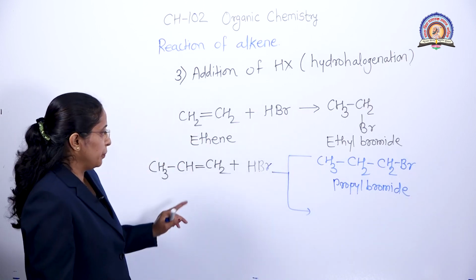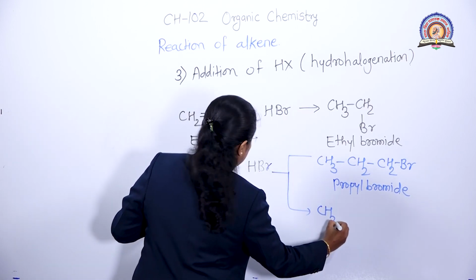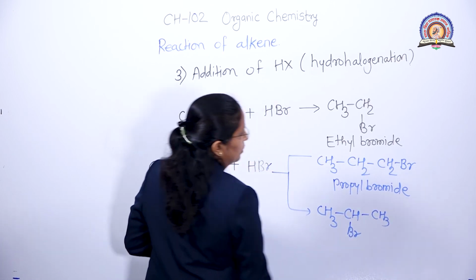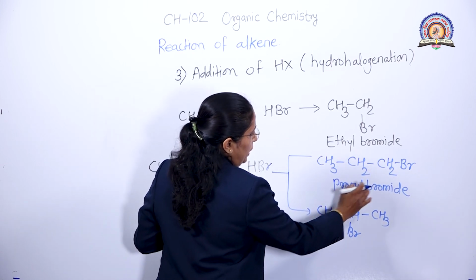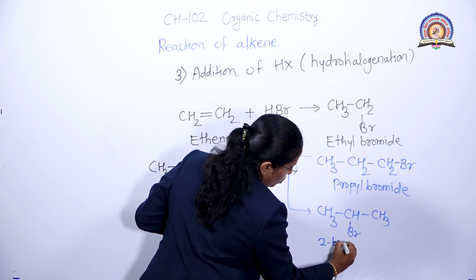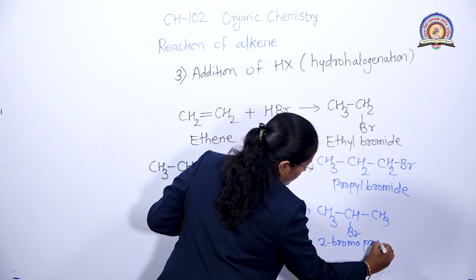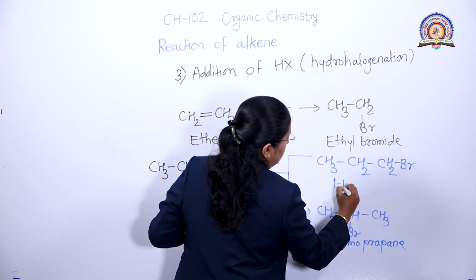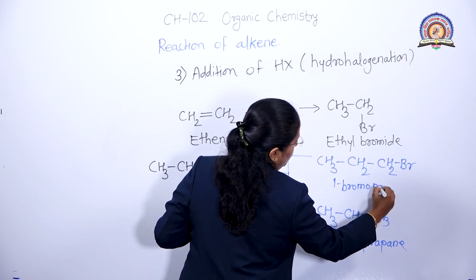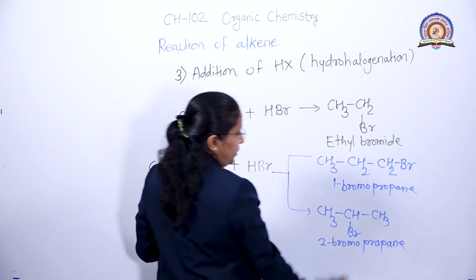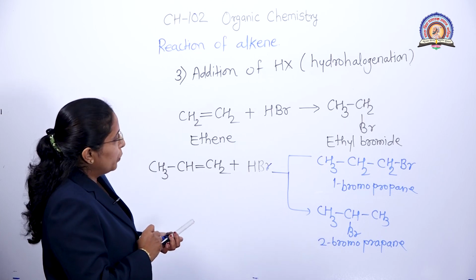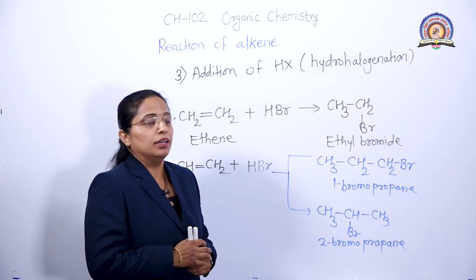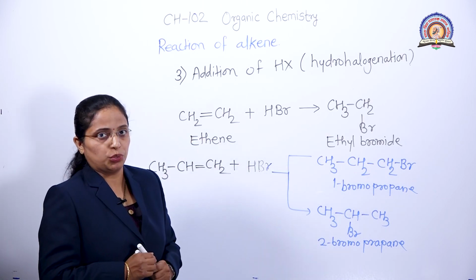And the another product is obtained here. The name of that product is CH3CHBrCH3, this is isopropyl bromide, and we get 2-bromopropane, and here we get 1-bromopropane. This is the IUPAC name. So we get two products, 1-bromo and 2-bromopropane. So out of these two products, which product is stable? It is explained by the Markovnikov rule.